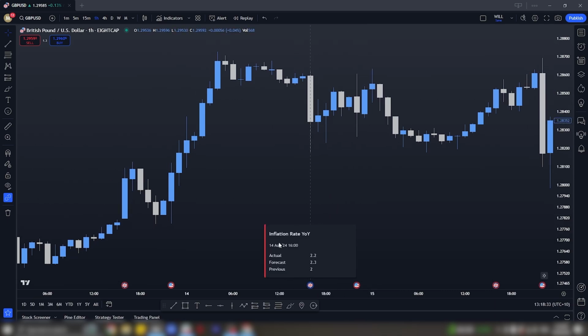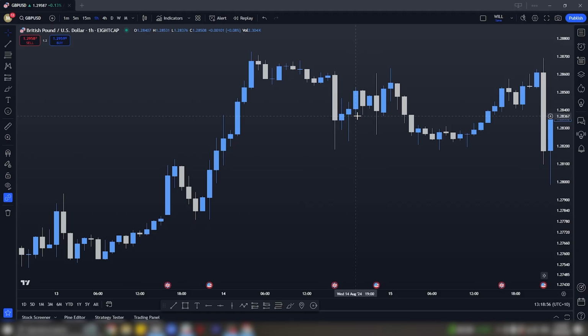And again, with the inflation rates now, the actual was lower than the forecast. So they thought it was going to be positive, but it was less than the forecasted results. So we can see that negative effect on the foreign exchange market here. This is for GBP USD specifically.